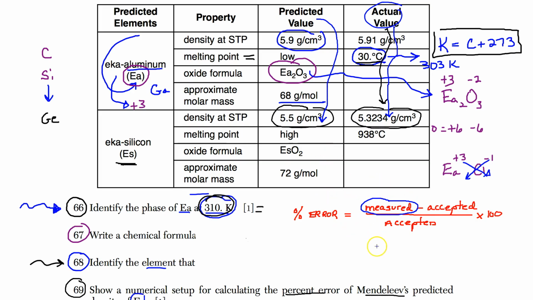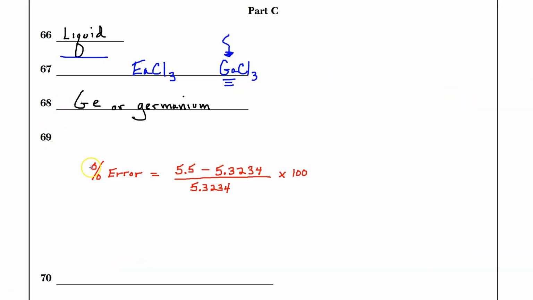Okay, so we put that in. So the predicted is going to be our measured, and it's going to be 5.5 minus 5.3234, divided by 5.3234 times 100. And that's all you need. Let's put this down in the answer booklet. Remember, anything we do on the test is not going to be graded. And there we are for 69.